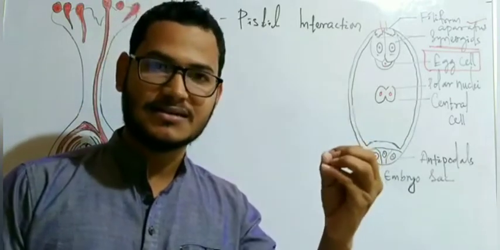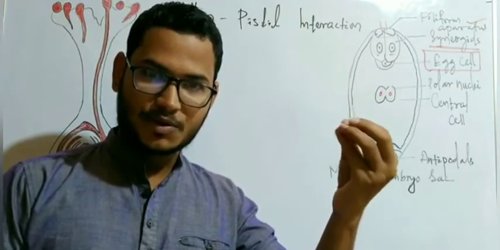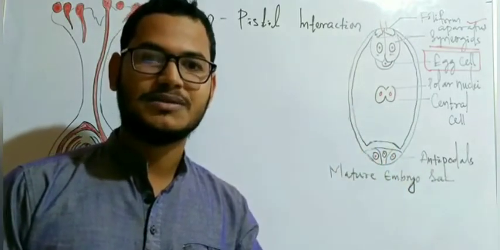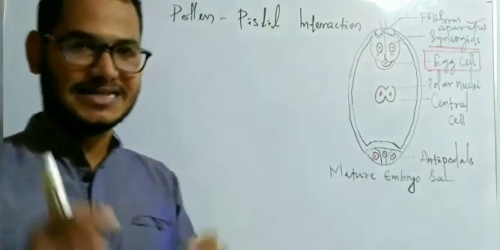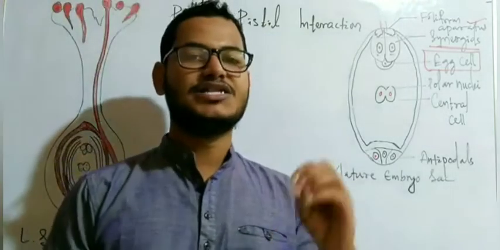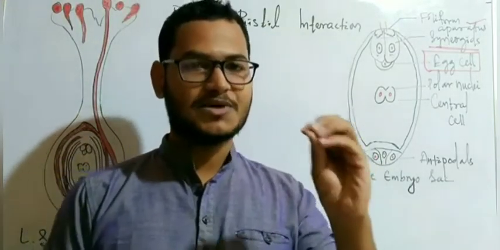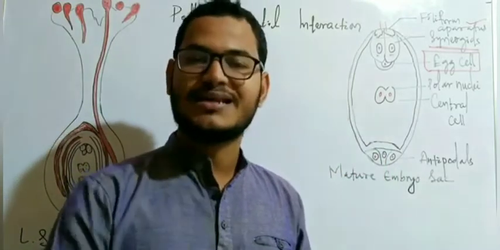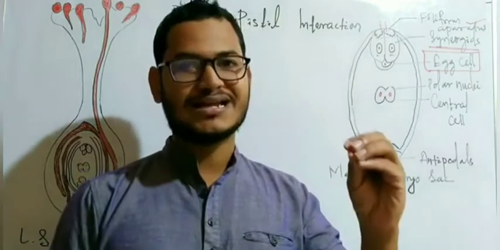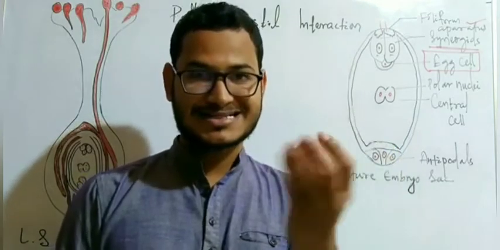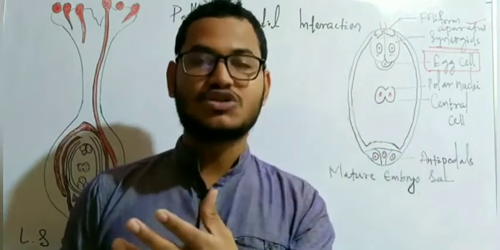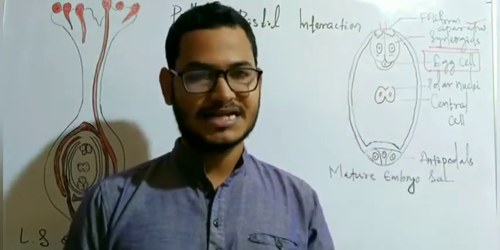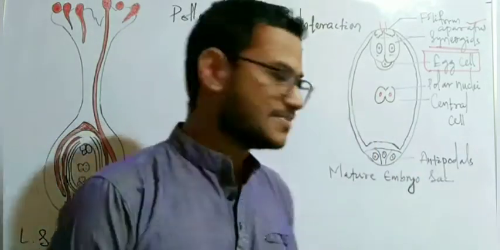The male nuclei present inside the pollen grain migrate through the pollen tube. Remember, we have studied that in 60% of angiospermic plants, the pollen grain is shed at the two-cell stage, meaning the pollen grain comes out of the anther when it has only two cells, the vegetative cell and the generative cell.